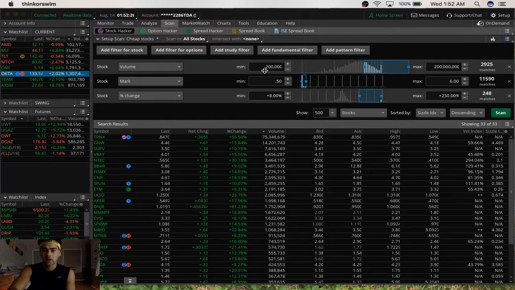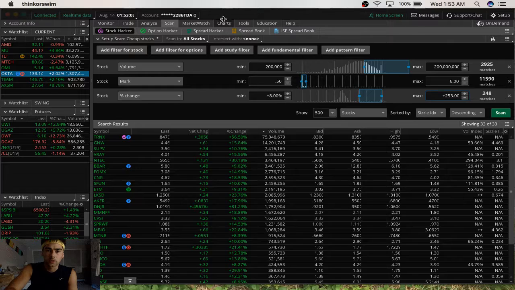So I like to have the volume at least 200,000, and the max is at 200 million. That might just be the maximum amount you can put in. I think I just have it as high as it goes. The minimum price is 50 cents, and the maximum is $6, because I like to see something that's running up. And if it goes above $6 while running up, hopefully I see it in the earlier days. And then I want to see at least an 8% increase in the stock. Max 250 again, I don't think it goes any higher. I guess it does, so you can put that whatever you want. But I'm going to show you how to make this too.